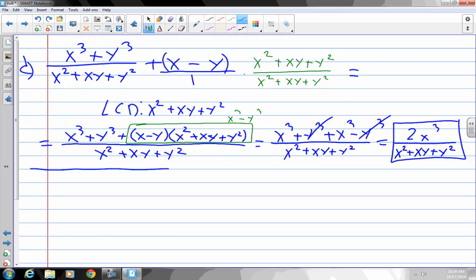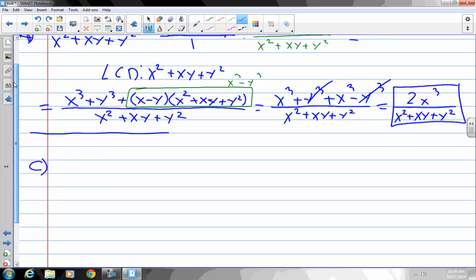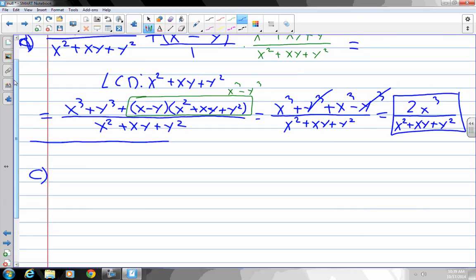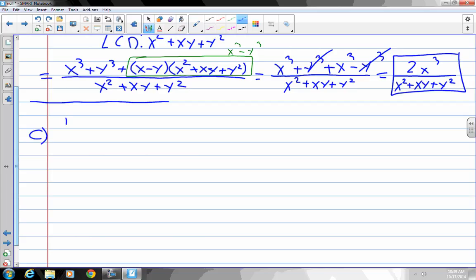Now that was D. Let's go back to C. So what happened? Yeah, because I also got a negative y cubed out of the green box. So they canceled. I'm only left with x cubed and x cubed. So that's 2x cubed. Is that okay?